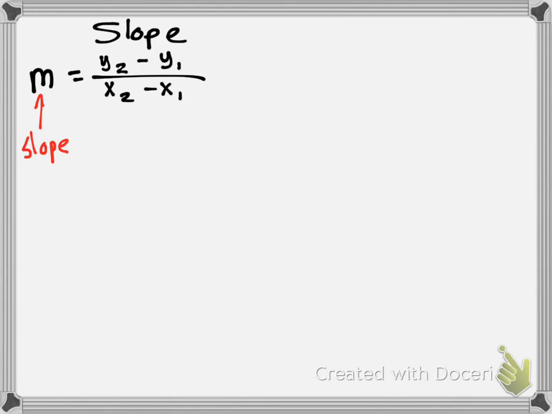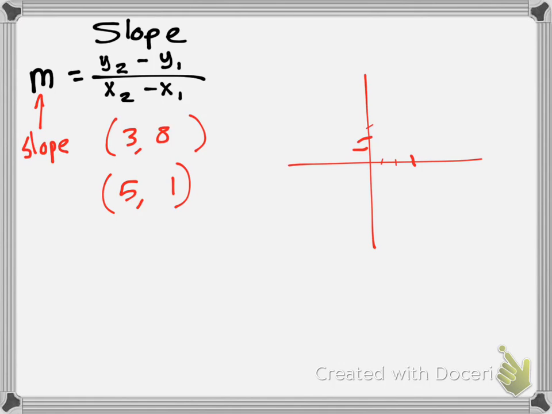And if we're given a couple points, so like 3, 8, and 5, 1. So that would be 1, 2, 3, 1, 2, 3, 4, 5, 6, 7, 8. There's a point there, and then 5, 1 is a point right there. So we're looking for the slope for that line. So as you can see, it's going down a hill. So from left to right, it's going down, which means the slope is negative.